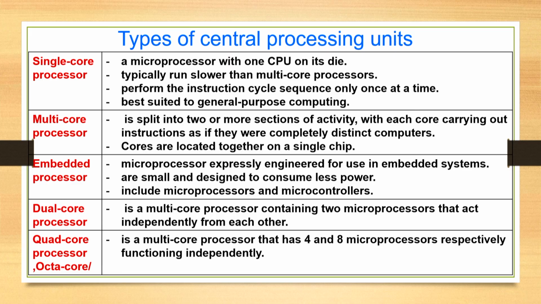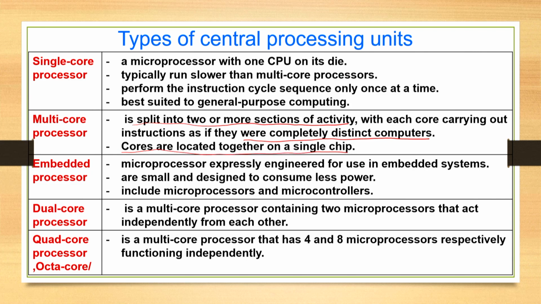Second one is the multi-core processor. Multi-core processor means what? It can be split into two or more sections of activity, with each core carrying out instructions as if they were completely distinct computers. So it means more number of instructions get executed simultaneously. In this, the cores are located together on a single chip.